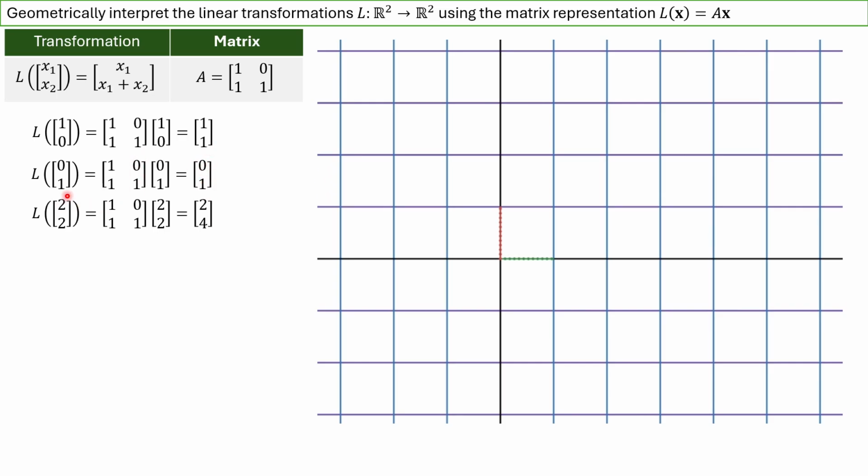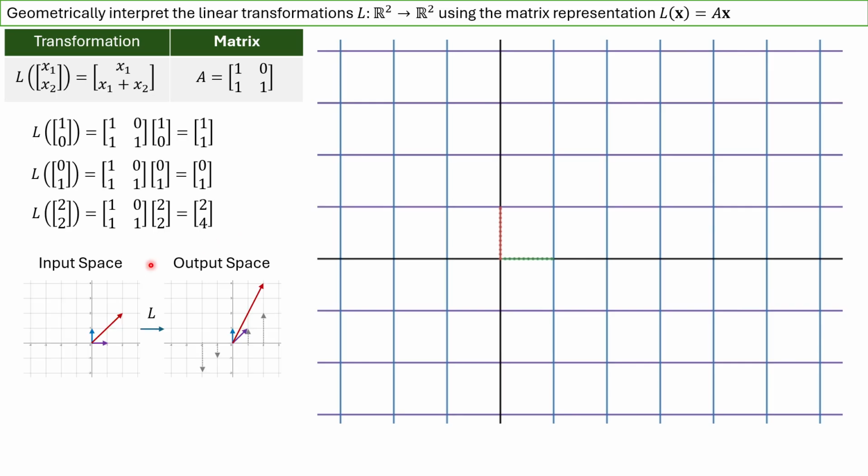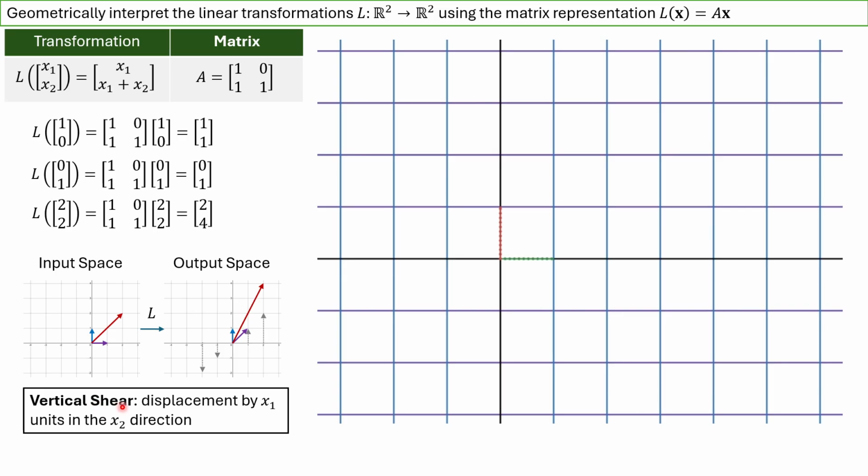The vector, for example, 2, 2 will be mapped to 2, 4 by this matrix and linear transformation applying that matrix. So for our input space, we'll have our 3 vectors as stated before. In our output space, we see 0, 1's not moved at all, so the blue vector is the same. But it looks like there's some sort of shearing going on. We'll call this a vertical shear.